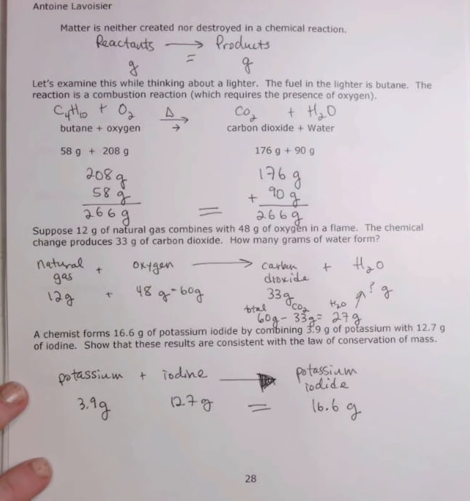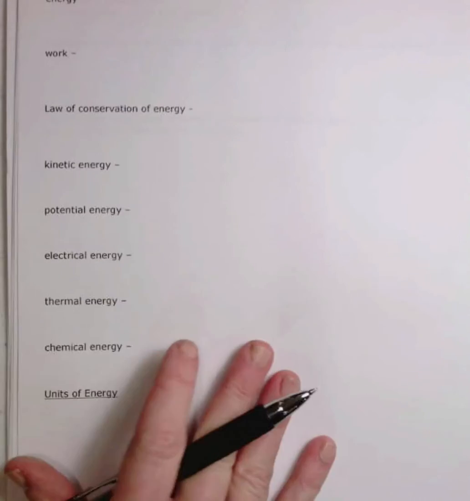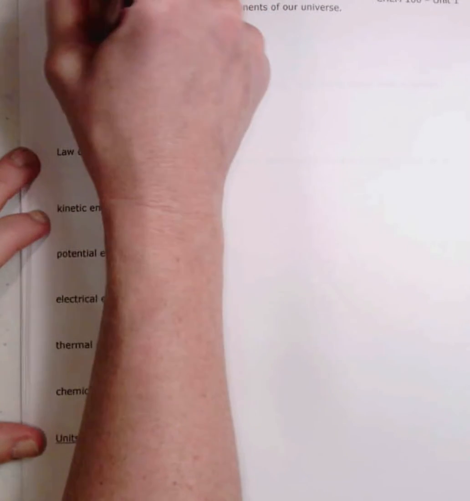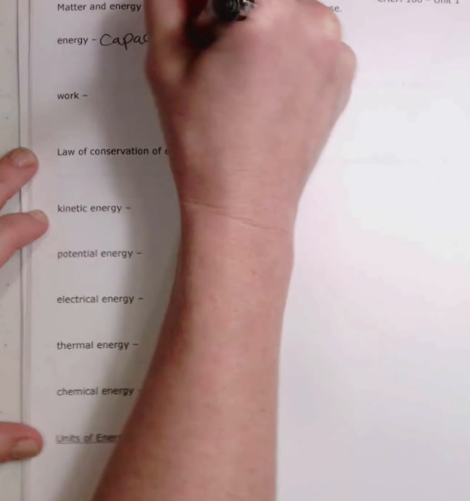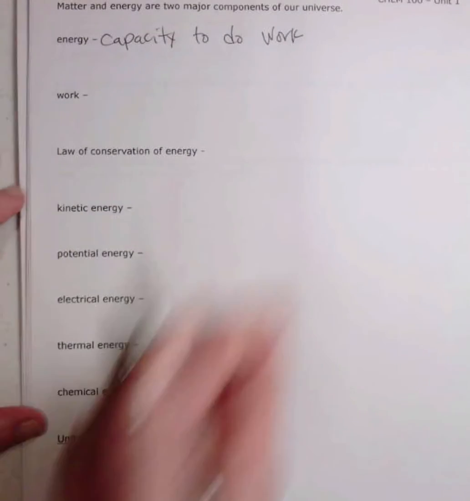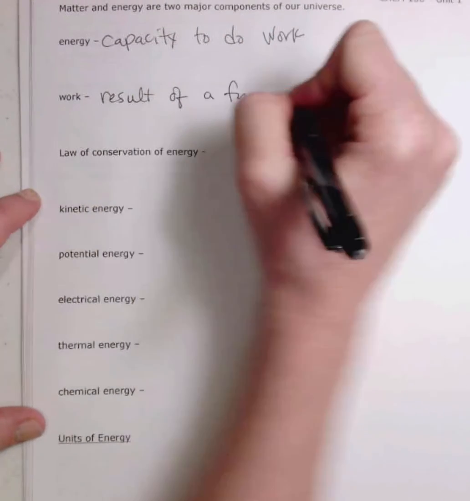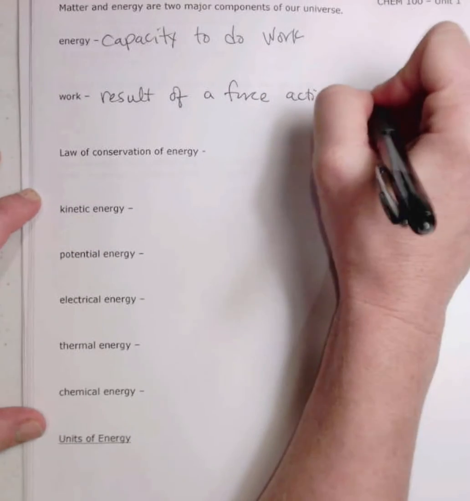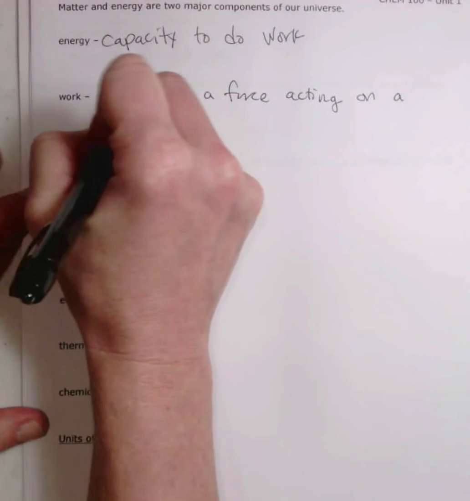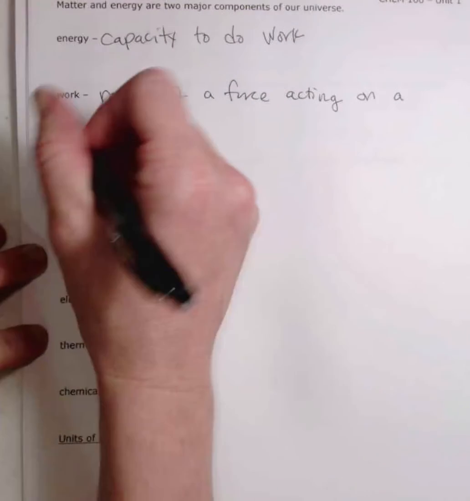Okay, so we've talked about the law of conservation of mass. Now we're going to talk about the law of conservation of energy. All right, so energy is the capacity to do work. And work is the result of a force acting on a distance. So the law of conservation of energy states that energy is neither created nor destroyed in chemical reactions.